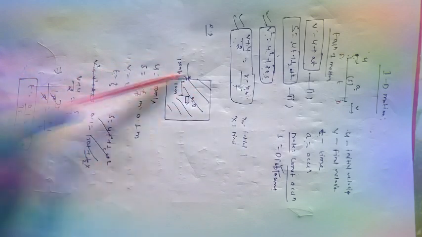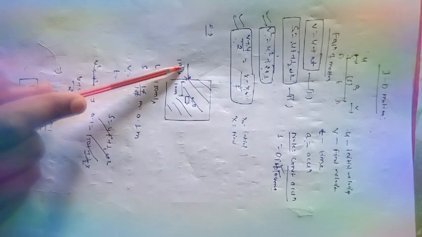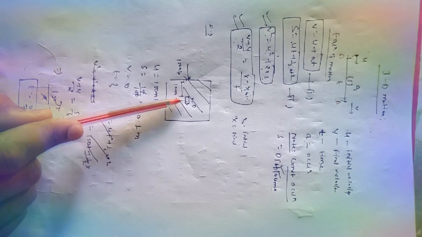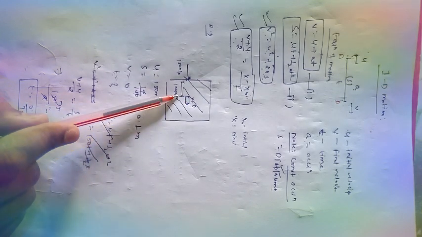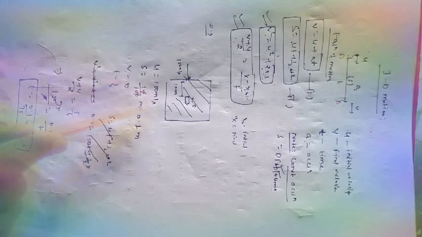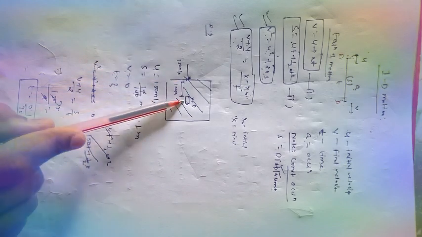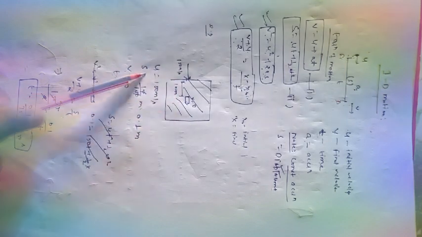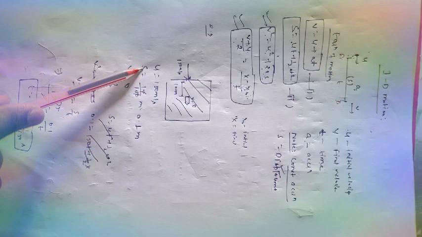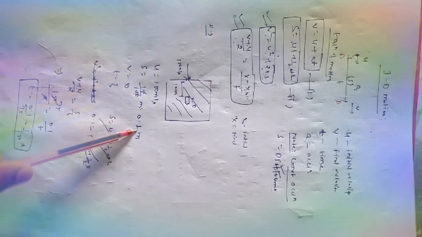This is the wall, and a bullet is projected from this point, and it enters the wall, and finally its velocity becomes 0 after 10 centimeters. So here the question asked is: what is the time taken by the bullet to come to rest? Initial velocity is 150 meter per second, final velocity is 0, and the displacement is 10 by 100, which means 0.1 meter.